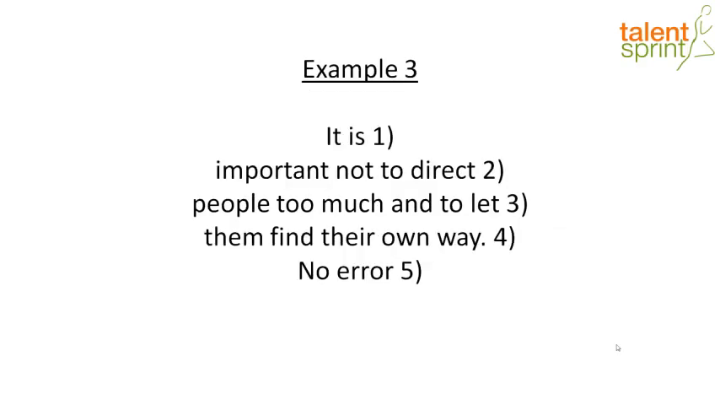Let's look at example 3. It is important not to direct people too much and to let them find their own way. Okay, so who are we talking about here? We're talking about people. Do you think there is any problem in this sentence? Is there an error, or we can just select no error, option 5, and move on? Noun numbers, keep that in mind. We're looking at people, which means more than 1 person, of course, right? It's a plural subject here.